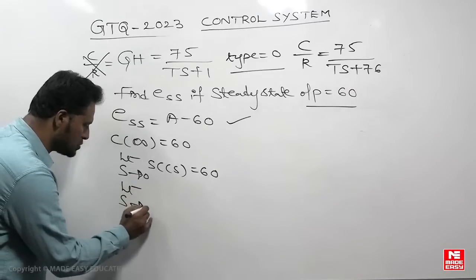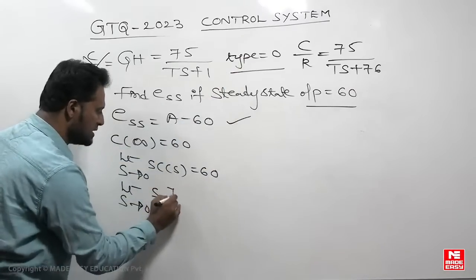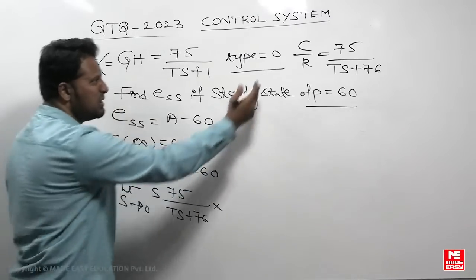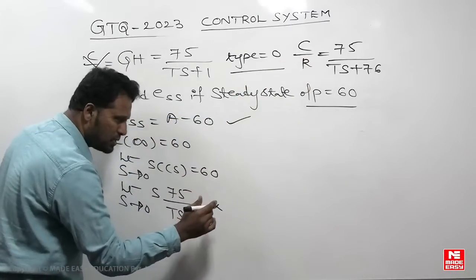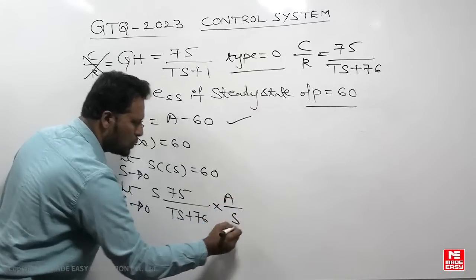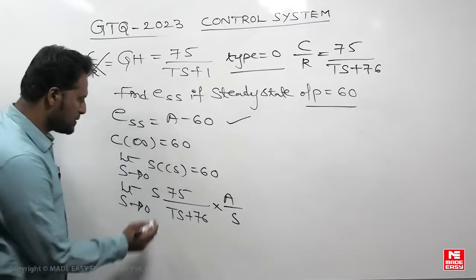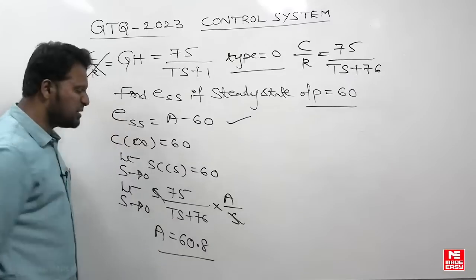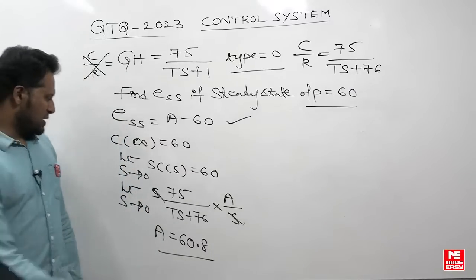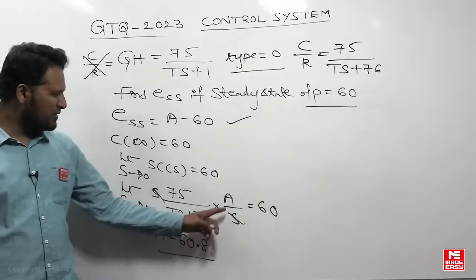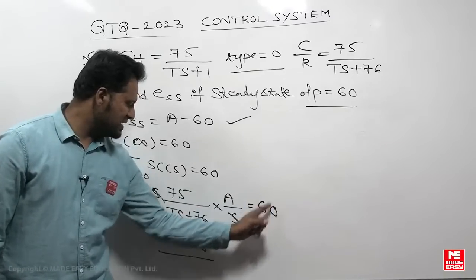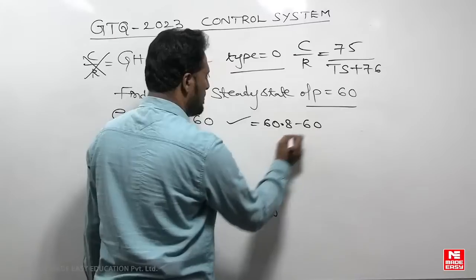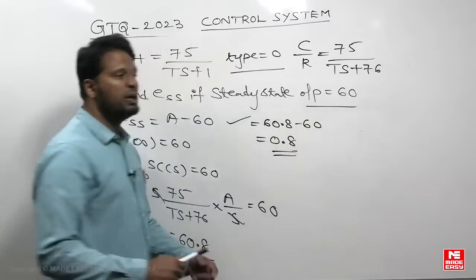Limit s tends to 0, S C of S is 75 upon Ts plus 76 multiplied by R of S, which is input step of amplitude A, whose Laplace transform is A by S. Okay. Now, from this, we get A, which should be equated to 60. So, what will be A? It is 60 multiplied by 76 by 75, which becomes 60.8. So, 60.8 minus 60, that is 0.8, is the steady state error of the system.